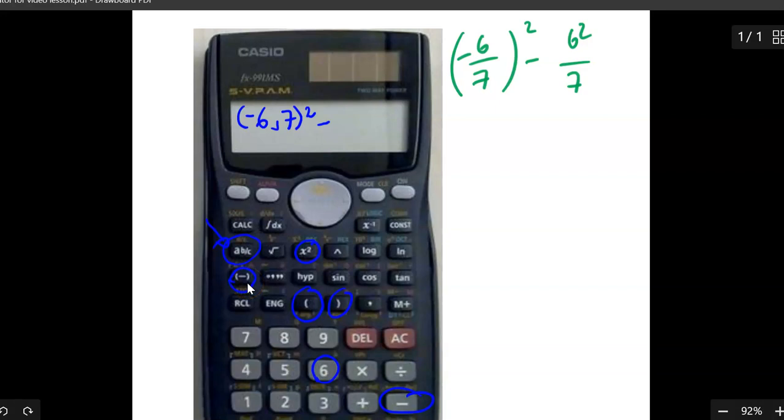So then I will subtract, and then I put 6. You press 6, and then you put this key again, square, and then you press this key again, which will give you this. I press that on my calculator as well, and I put 7. And now we put the equal sign.